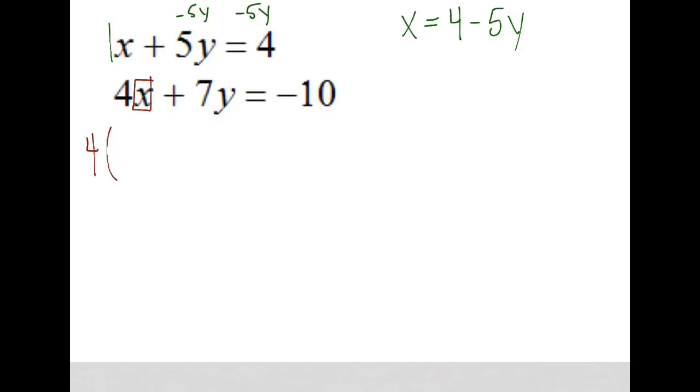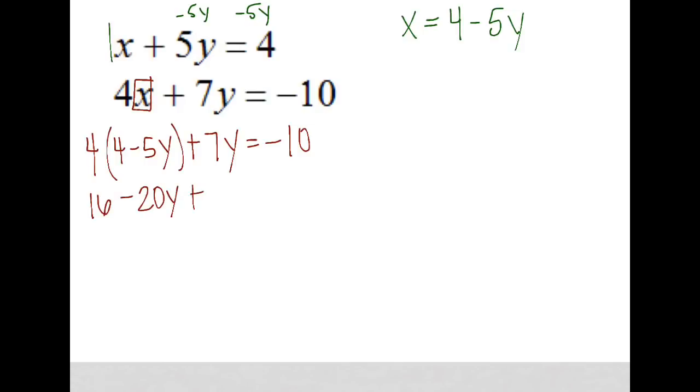So 4 times x is 4 times the quantity 4 minus 5y, plus 7y equals negative 10, and now it's just a matter of combining like terms. So we distribute the 4 first to get 16 minus 20y plus 7y equals negative 10. Negative 20y plus 7y is negative 13y, and I can take away 16 from both sides so that it equals negative 26. Dividing both sides by negative 13, we get that y equals 2.